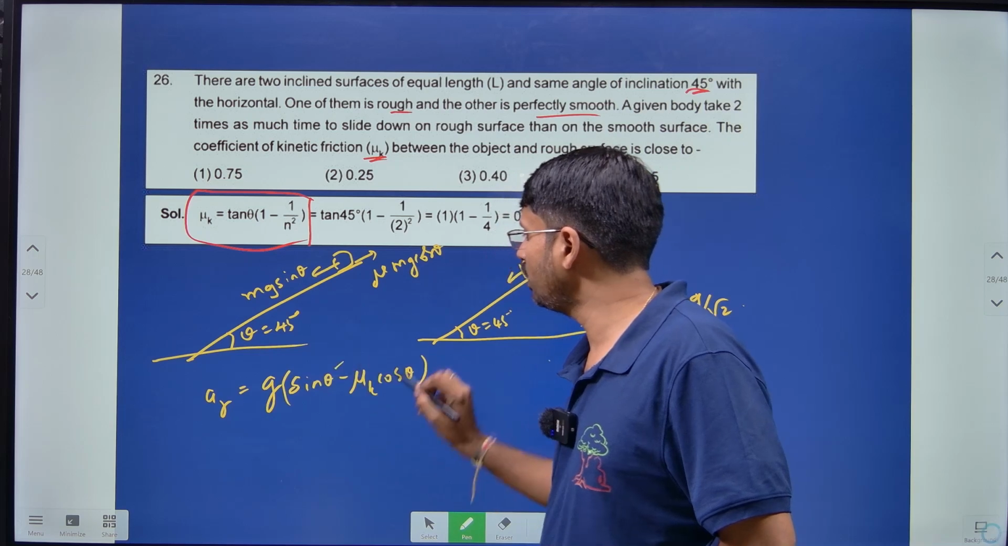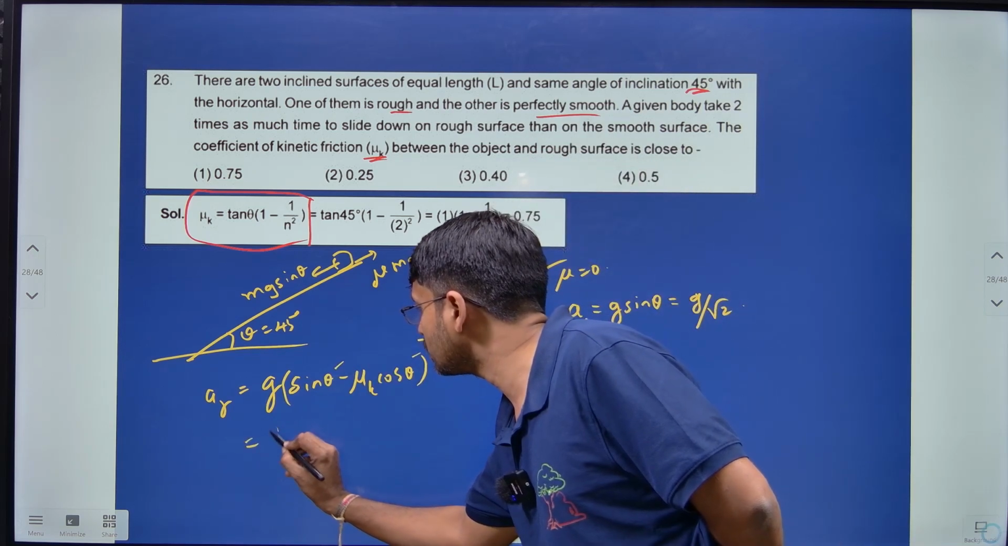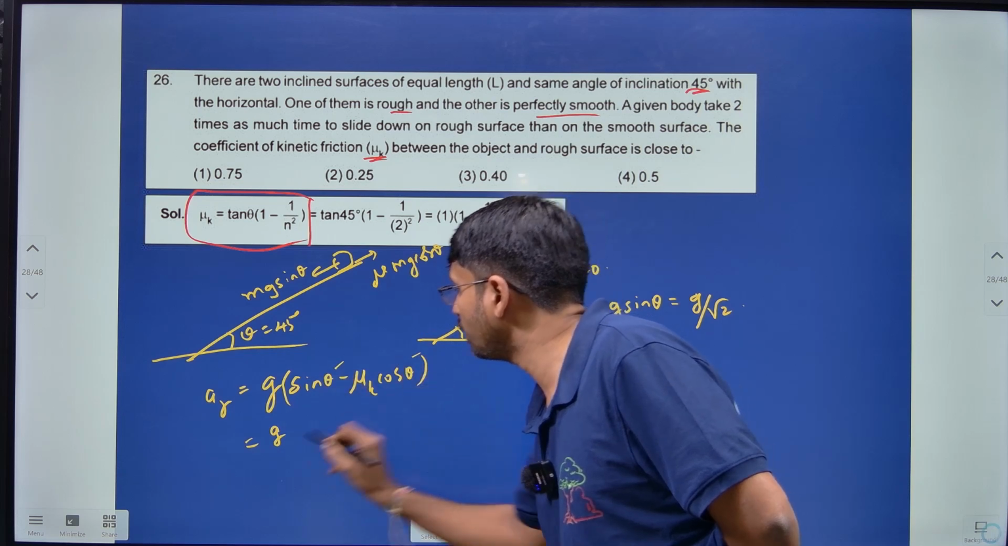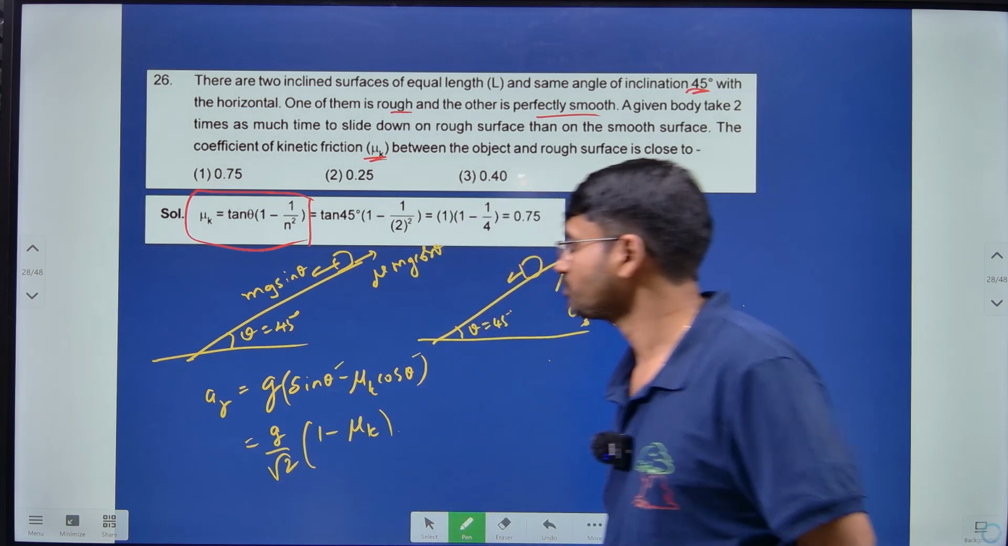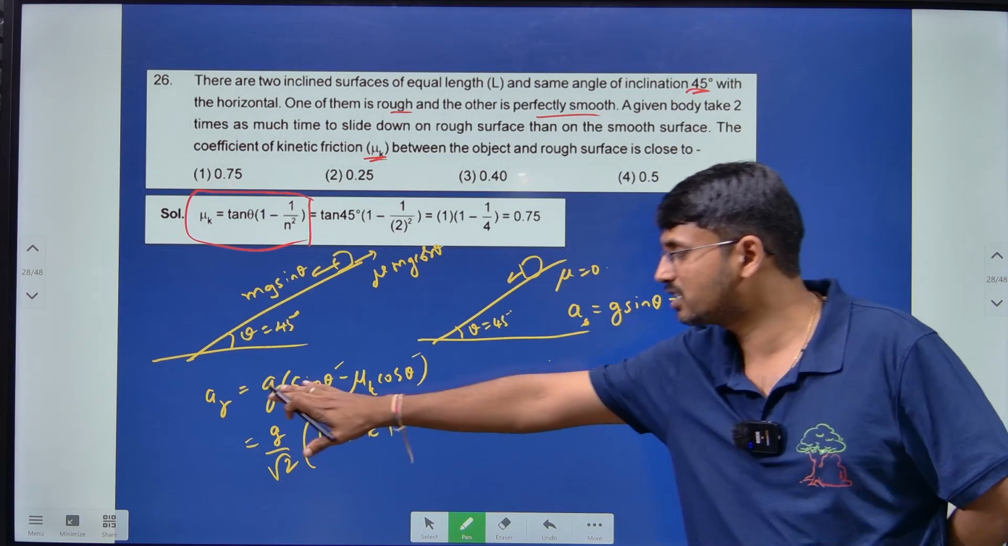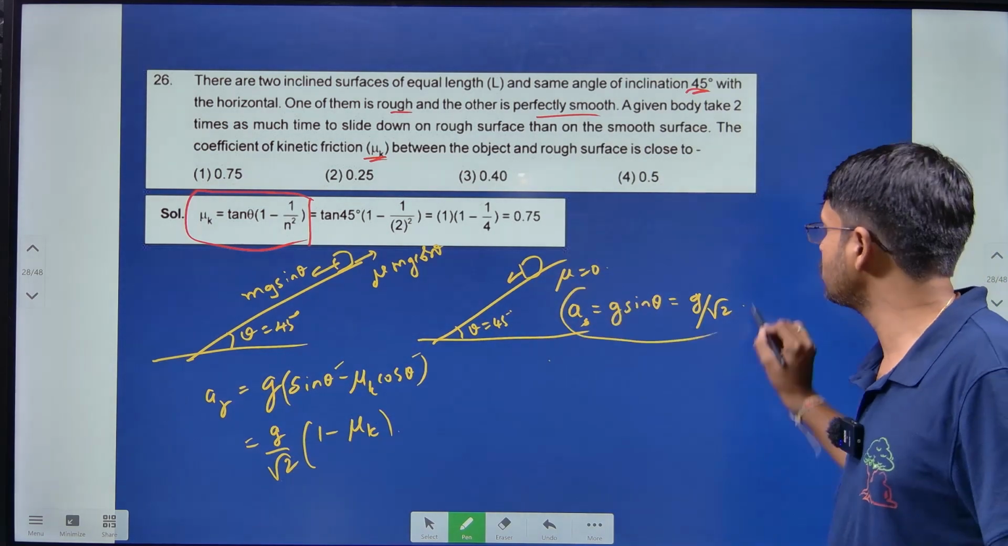So theta we know already, that is 45 degrees. Therefore what can we write? That is g, 1 by root 2, 1 by root 2, so I'll take it outside, so that is 1 minus mu k. Correct. That is the acceleration on a rough surface, and the acceleration on a smooth surface. So both the equations we know already.